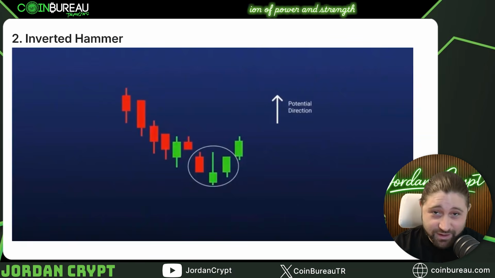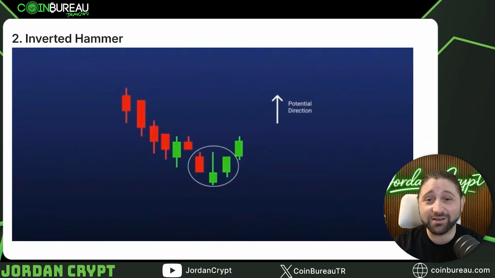Then there is the inverted hammer. This one is a little bit tricky to understand for beginners. Basically, it also forms at the bottom of a downtrend and it is flipped upside down. This shows the immense buying pressure followed by the bears' failed attempts to drag the price back down. As a result, buyers come back with even stronger buying pressure, pushing prices higher.